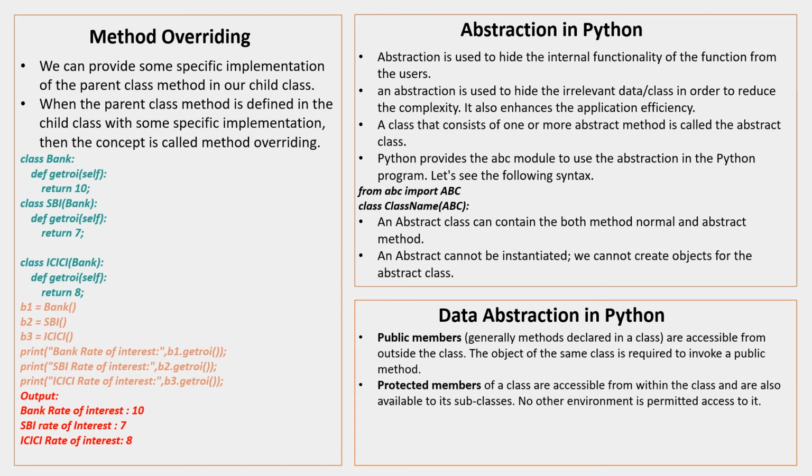Then the second one is protected members. Protected members of a class are accessible from within the class and are also available to its subclasses, but no other environment is permitted to access it. So what we are doing is we are blocking the way, we are creating a firewall. Only the subclasses can access, or within the class and subclasses, but nobody else can access. So the access control is increased.